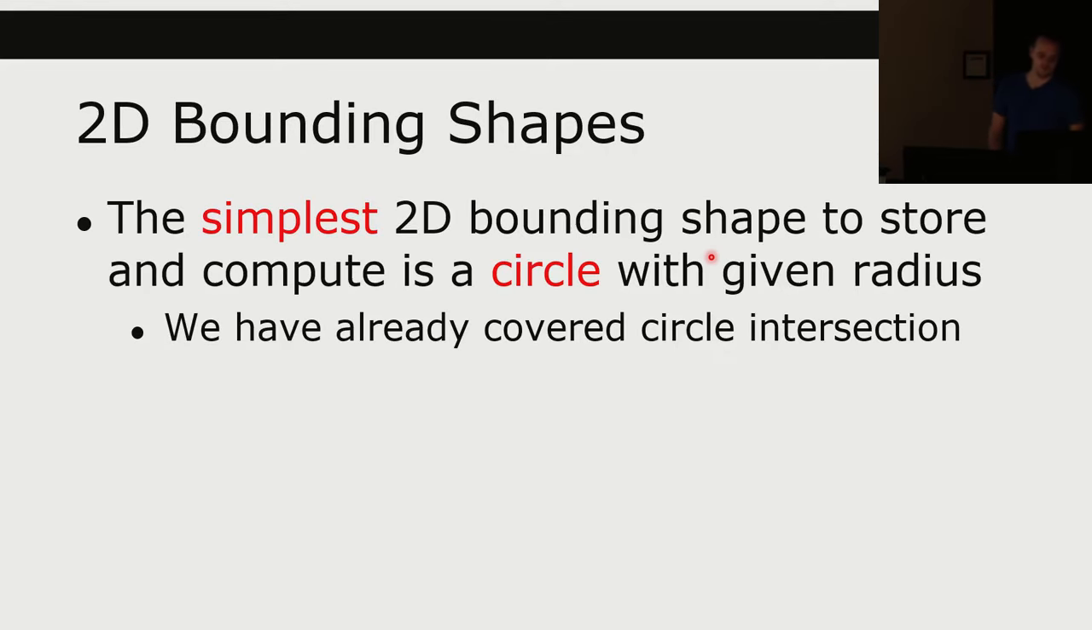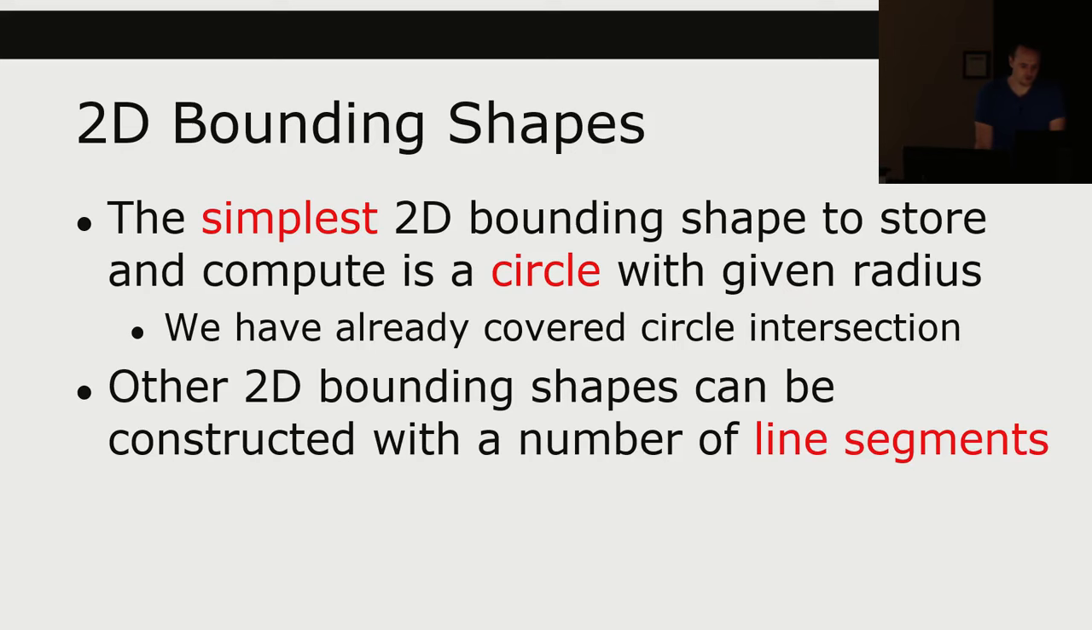So the simplest 2D bounding shape to store and compute is a circle with a given radius, right? So we're looking at that in assignment 2. We've already covered that, so I don't need to go over it again. But basically, we just have a point and we have a radius. You can't get much simpler than that. I guess a point would be simpler, but that's almost 0-dimensional, not 2-dimensional, right?